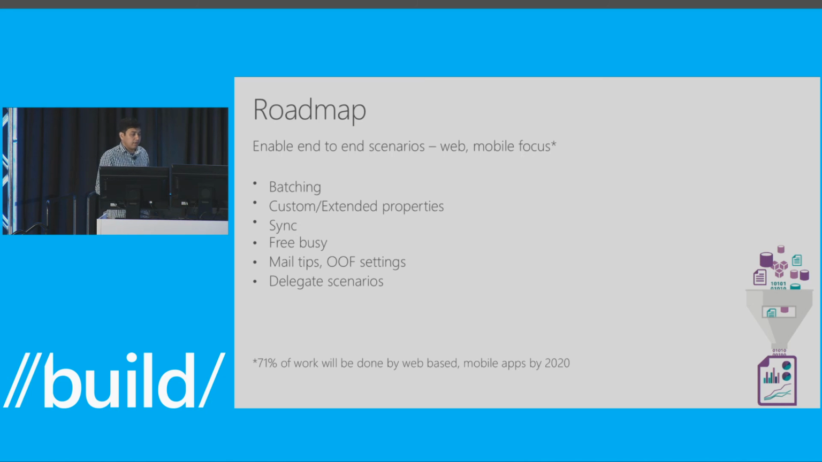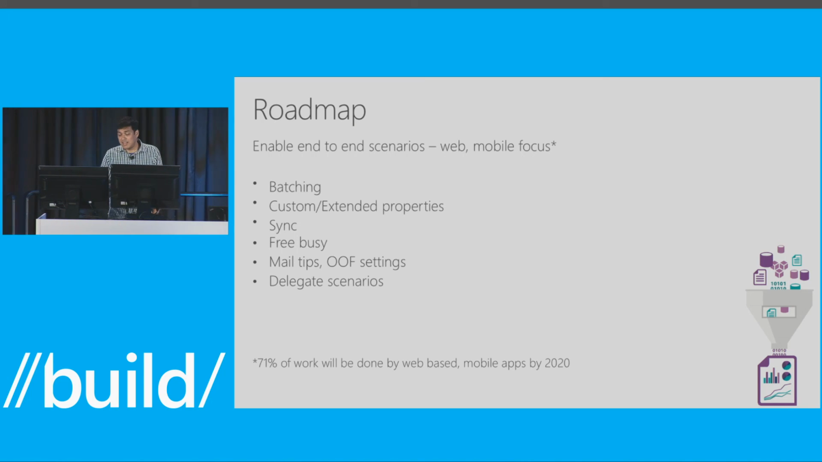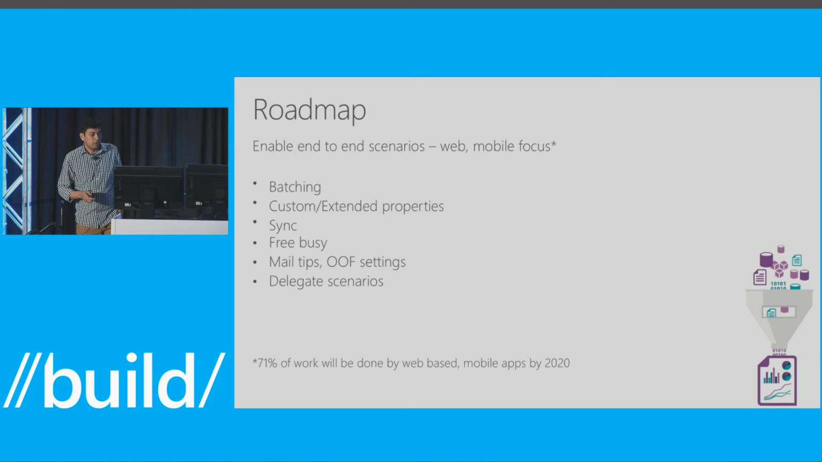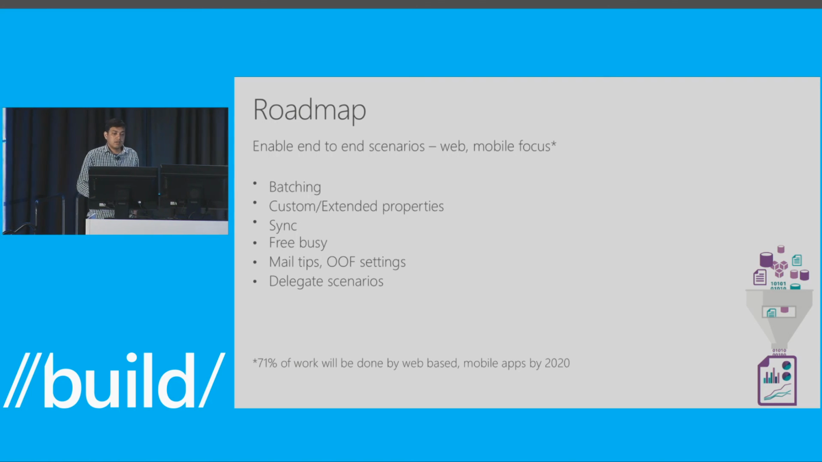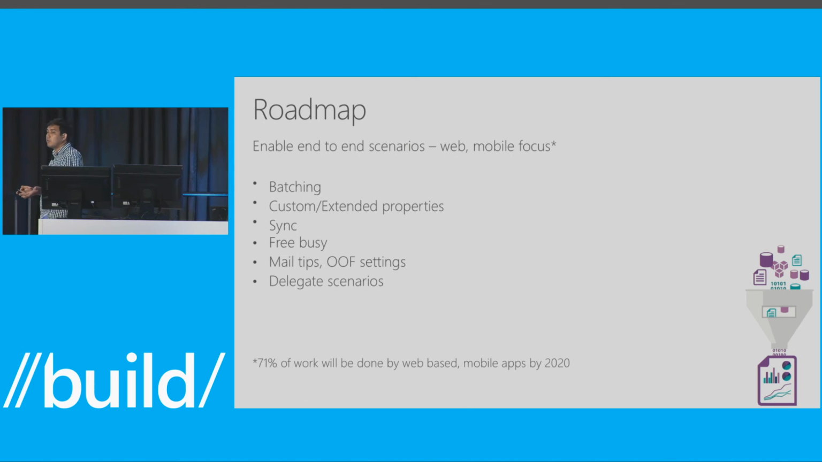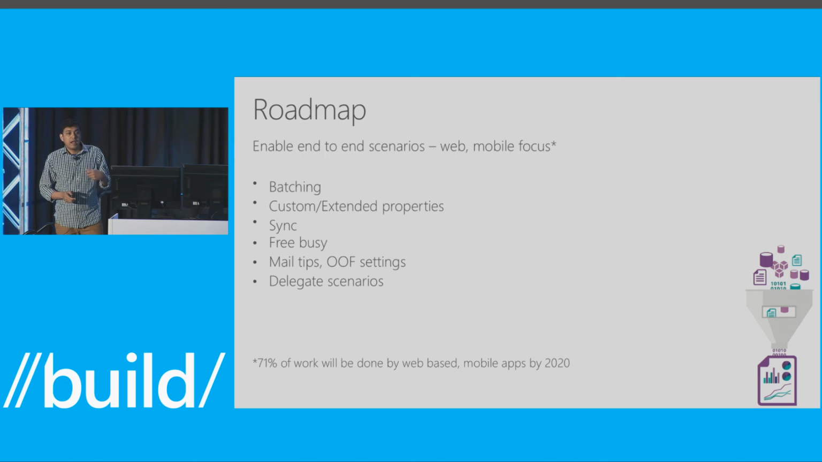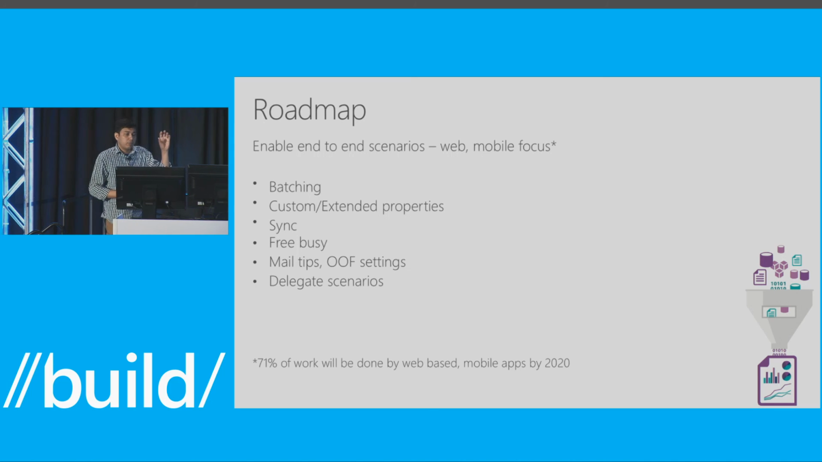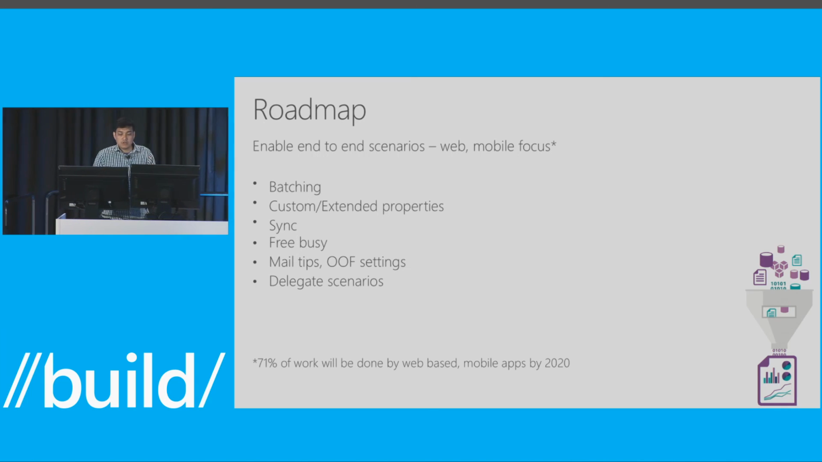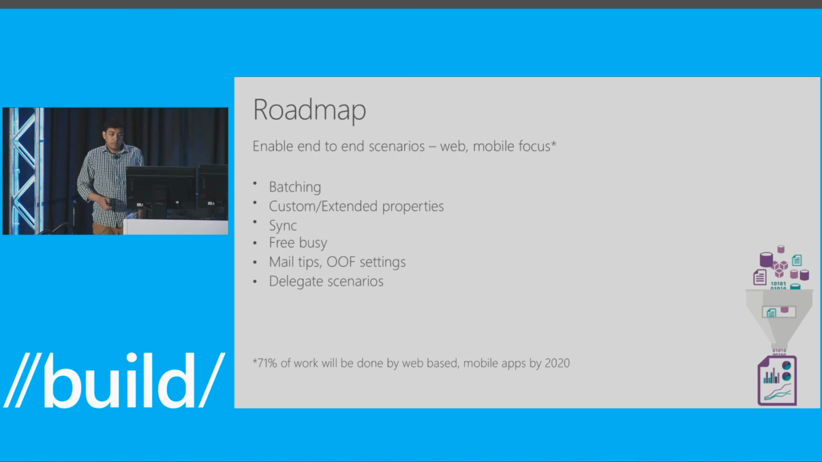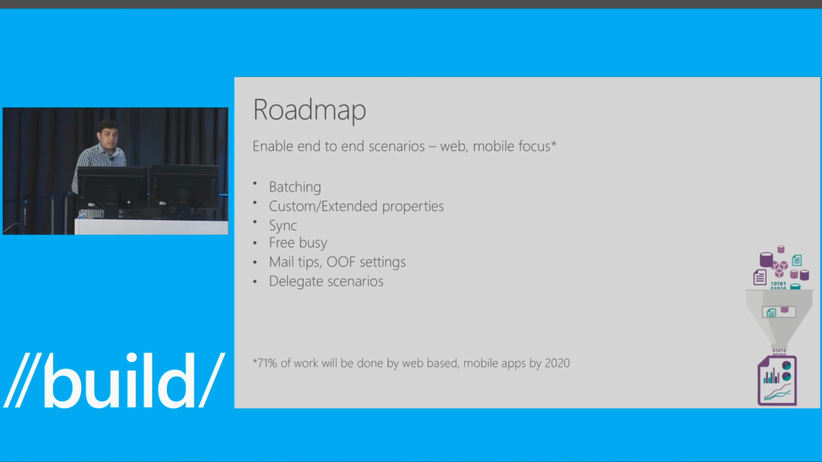Roadmap, we have batching, which is actually done. It should be rolling out in a matter of weeks. Extended properties, where you can access all the different properties that are available, which are hidden. A lot of apps actually use a message, and they might add their own property for their app. So they might put their own ID, or they might put some tag. So that can also be done. Sync is coming. Free busy information about the calendar, mail tips, OOF settings, delegate scenarios.